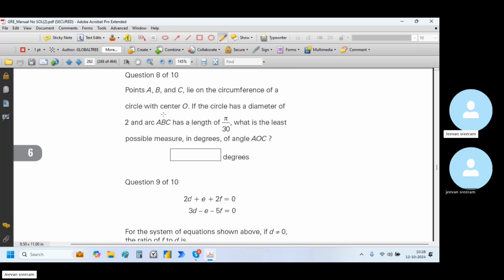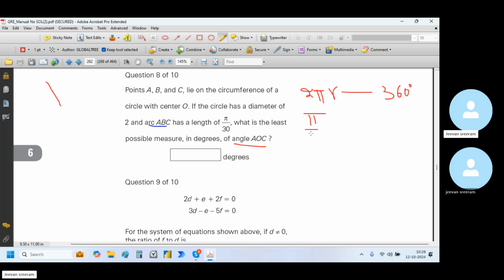Points A, B, C lie on the circumference of the circle with center O. If the circle has a diameter of 2 and the arc length ABC is pi by 30, what's the measure in degrees of angle AOC? It's so straightforward. For arc length, the total circumference 2 pi r represents 360 degrees at the center. So for pi by 30, how much angle at center? That's what the question asks, right?